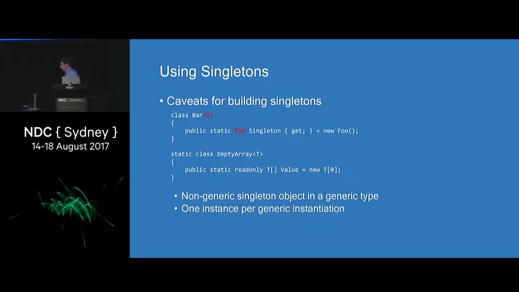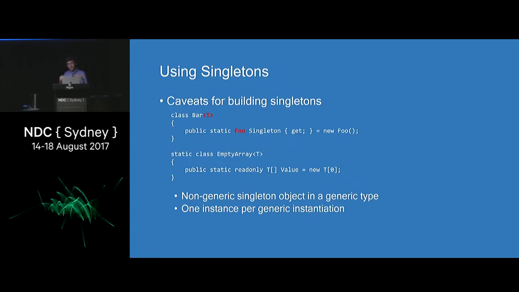Singletons, that's the other one I was talking about that may not be that relevant, but this is something you should be aware of. Beware of putting static singletons inside open generic types, because you will have an instance of that singleton for every closed instantiation of the type. So in this case, there will be a Foo instance for Bar of int, Bar of double, Bar of string, Bar of DateTime, because it's inside a generic type.